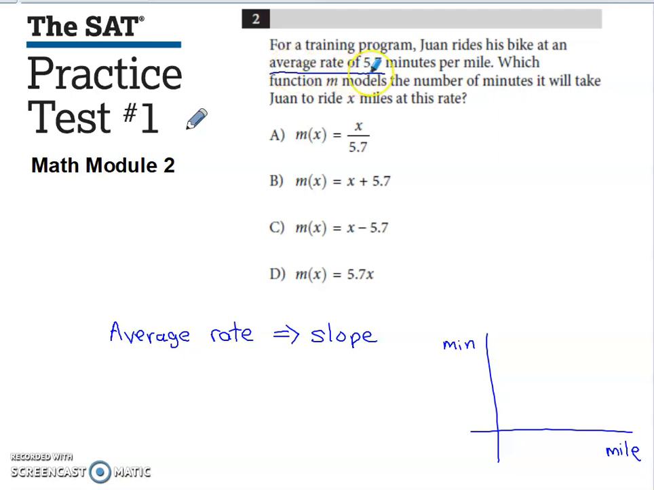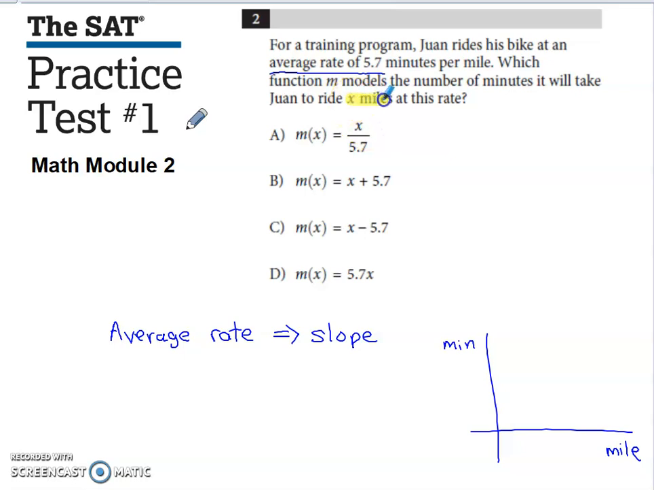So the first thing that I recognized here is it gives me an average rate. An average rate is a slope for a linear equation. So we would be looking to find the linear equation that has a slope of 5.7, potentially 1 over 5.7, the reciprocal of this. And I'll talk about what I used this coordinate plane to reason through.